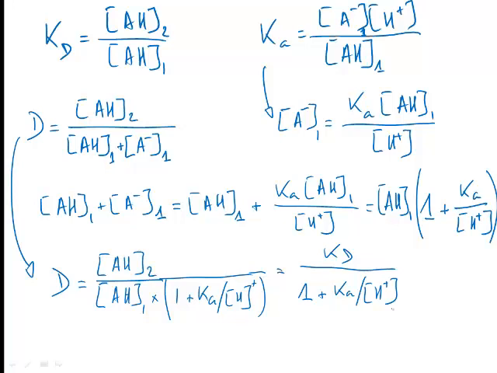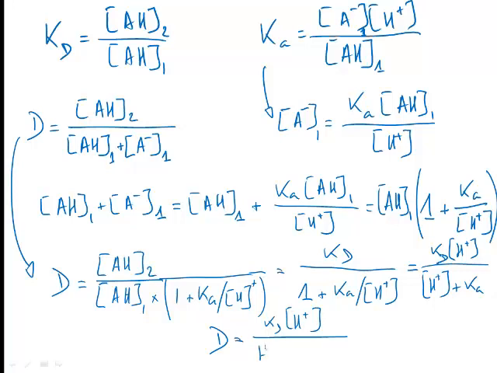I can maybe not simplify, but at least clean that up a little bit by multiplying top and bottom by H plus. So it's Kd H plus, and then if I multiply the bottom also by H plus, it's H plus here plus Ka. So you have what you are given in your notes, so that D is equal to Kd H plus over H plus plus Ka. All right.